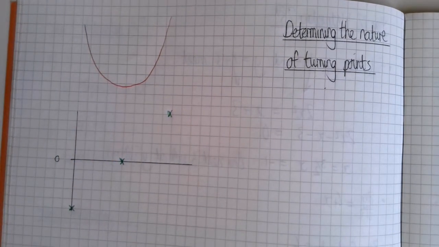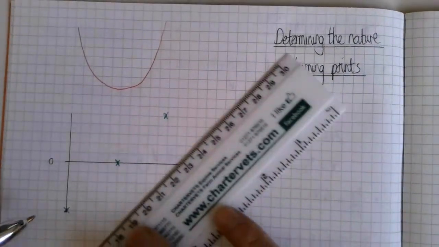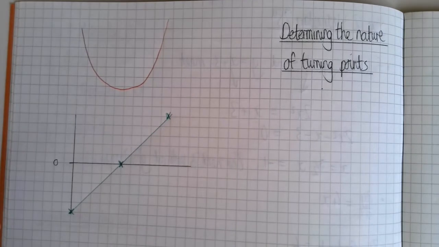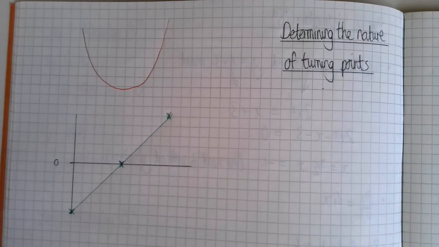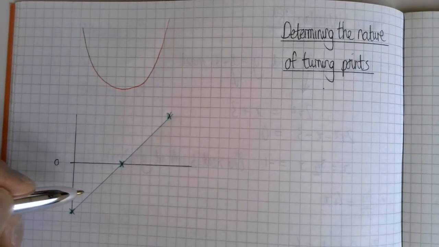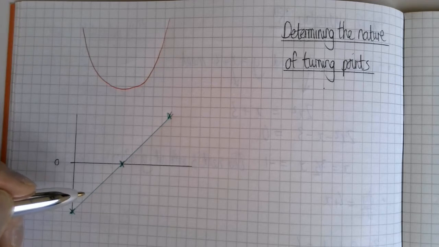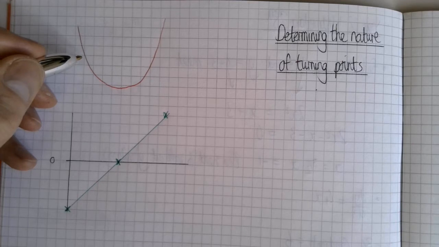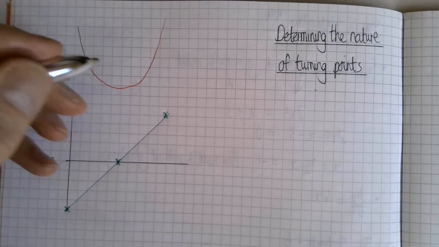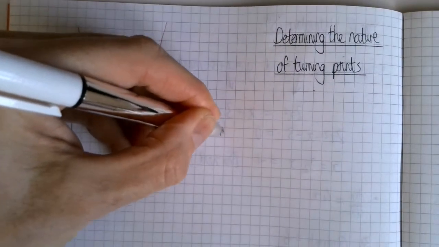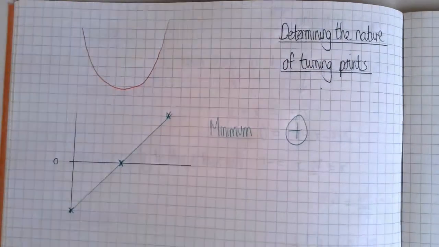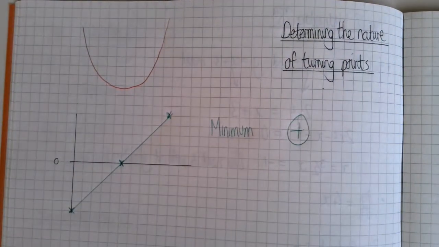And what you actually find is that you get a line like that if you plot the gradient. What's the gradient of that line? Well, the gradient of that line is positive. So what we find is when we have a minimum, the gradient of the gradient is positive. All right, I'm just going to write minimum.